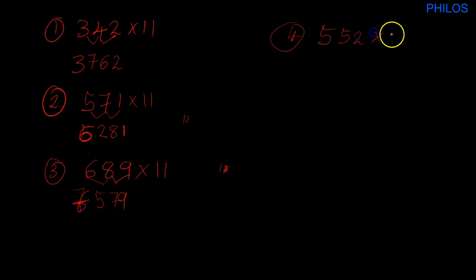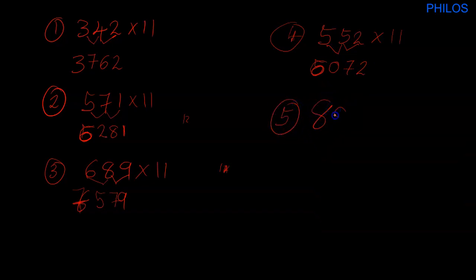Example 4. 552 times 11. You write the first digit, which is 5, and then write the last digit, which is 2, leaving 2 spaces with them. So 5 plus 2 gives you what? 7. So you write it beside the 2. Then 5 plus 5 gives you what? 10. You can't write the entire 10 here, so you need to write 0 only. And the remainder 1, you add it to the 5 to give you 6. So that's 6,072.